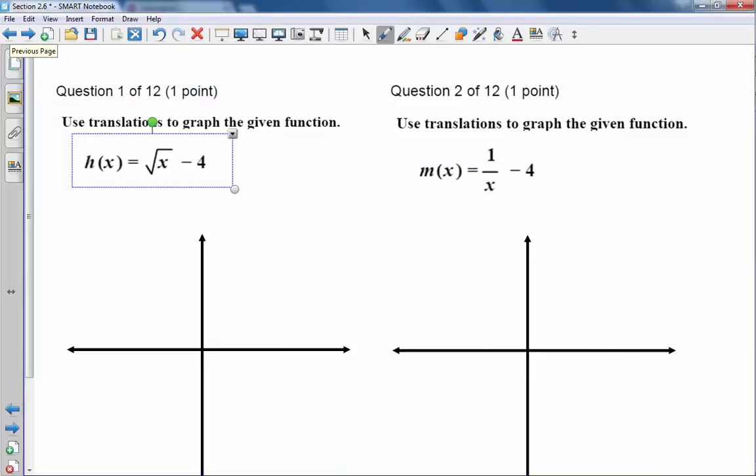Can you make the pictures of root x minus 4 and 1 over x minus 4 from scratch? Alright, if you don't mind, I'm going to change this one because they are pretty much the same. I'm going to make this 1 over x plus 2. And in your set it's probably different anyways, okay? It's not the same in yours.